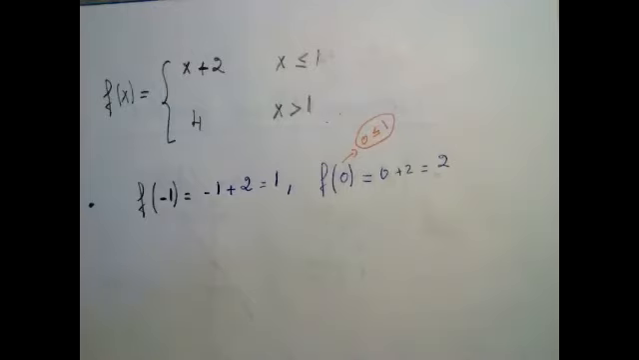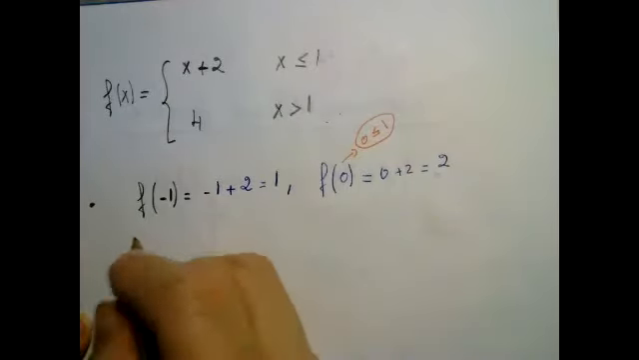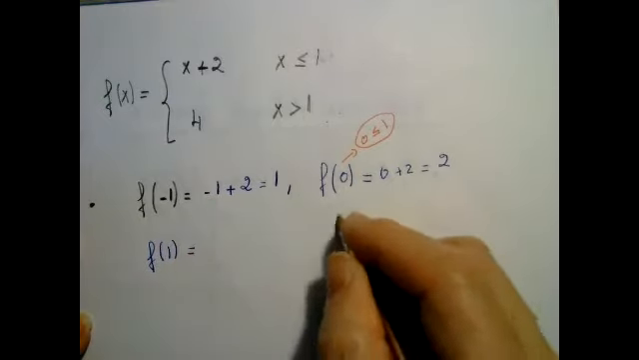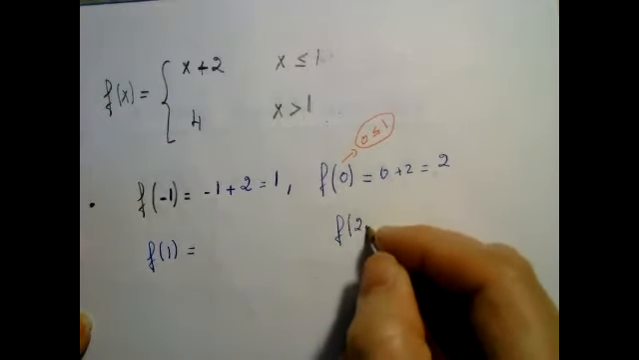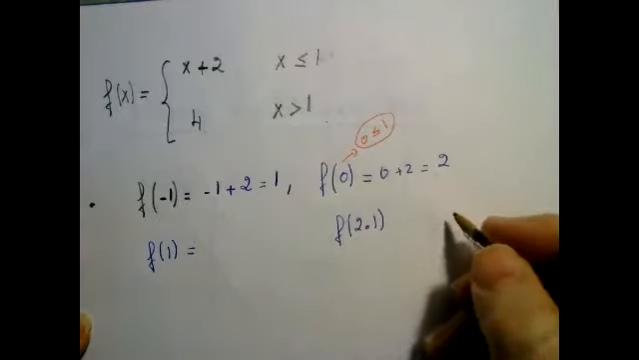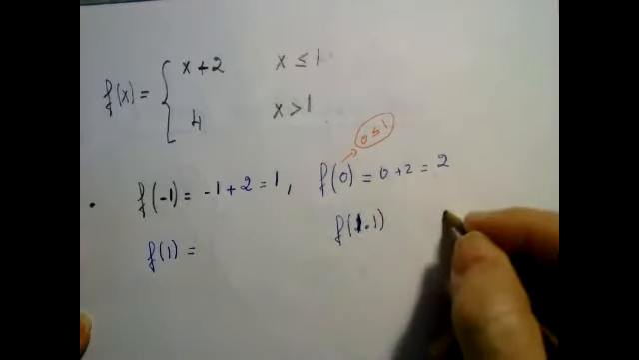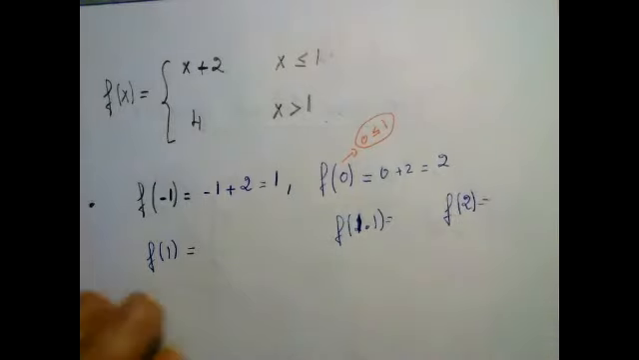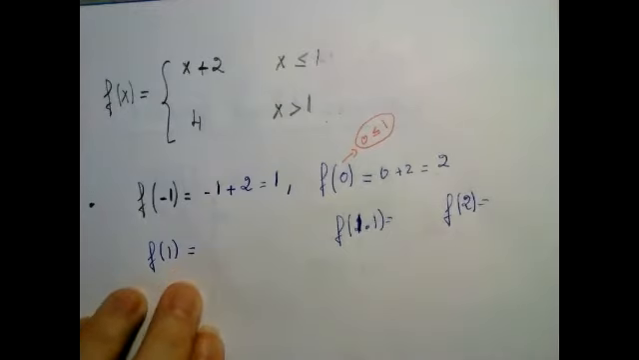Okay. So 3 or 4 more along the same line. What is f of 1? And then what is f of 1.1? And then what is f of 2? Okay, what is f of 1? Which rule will it follow? I'm not seeing anything on chat.